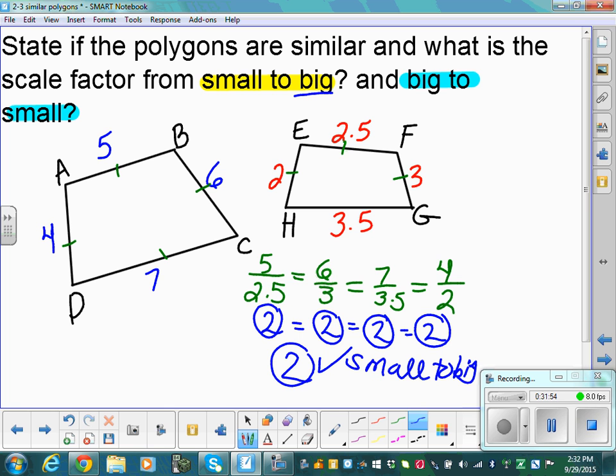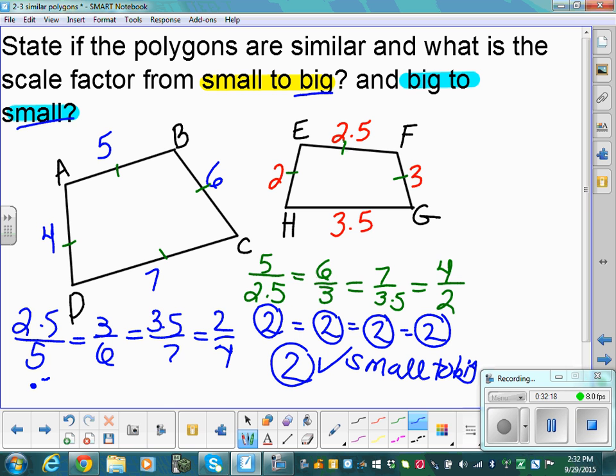So then if we want to do big to small, we need to put our small on top, right? What did I say second? Small, so you'll put your small on top. So instead of having the big on top, we'll have the small. So we'll do 2.5 over 5 is equal to 3 over 6 is equal to 3.5 over 7 is equal to 2 over 4. Then you'll actually do that on your calculator. You get 0.5 is equal to 0.5 is equal to 0.5. So our scale factor from big to small, what we multiplied by to get from big to small, was 0.5. Does that make sense? Yeah.